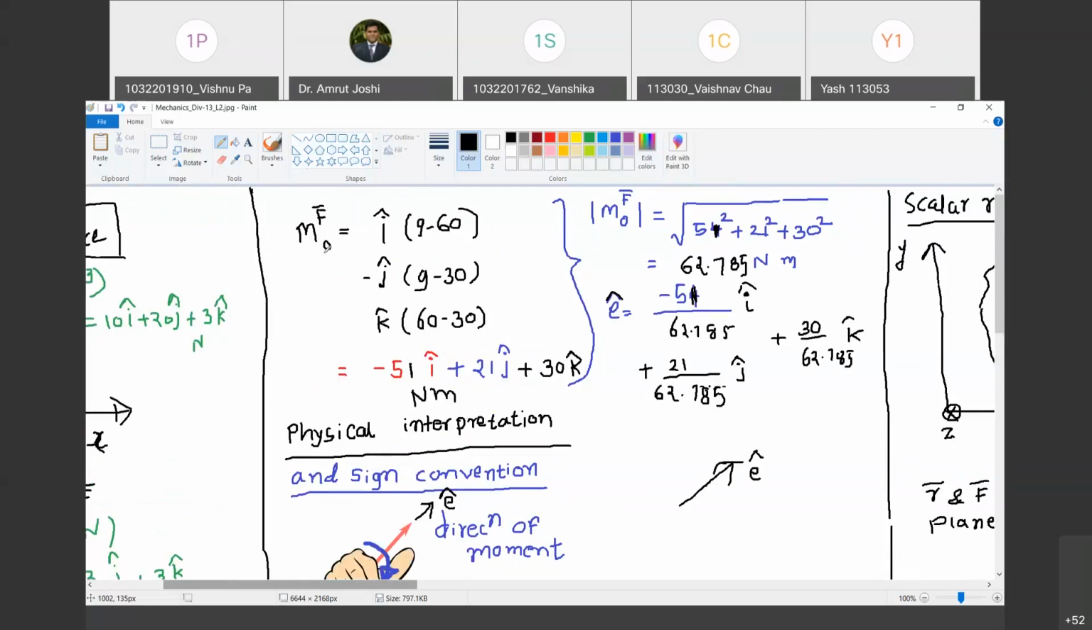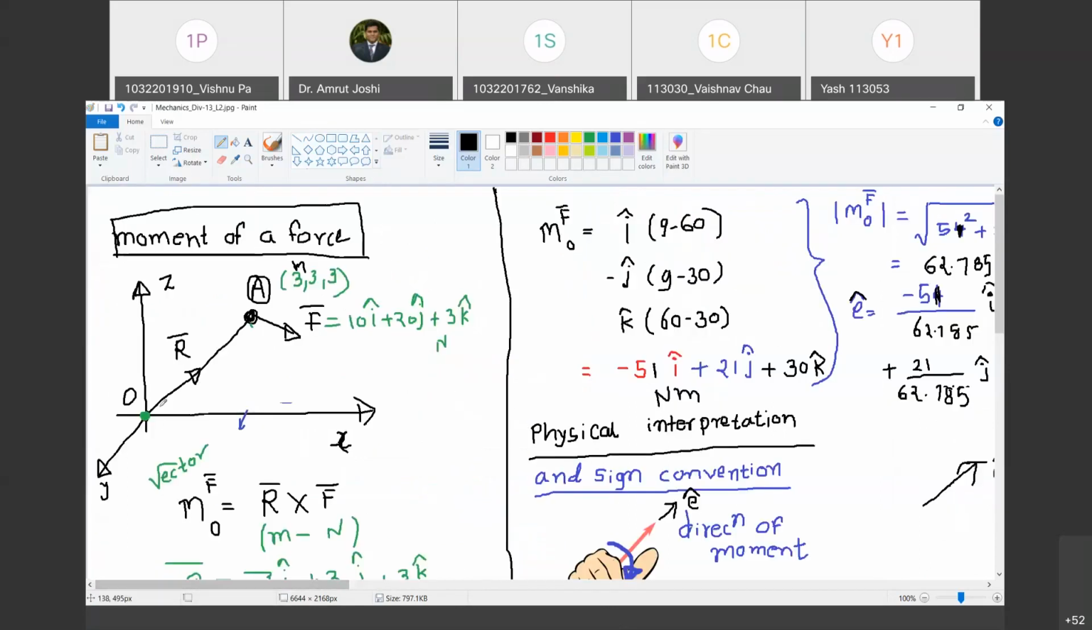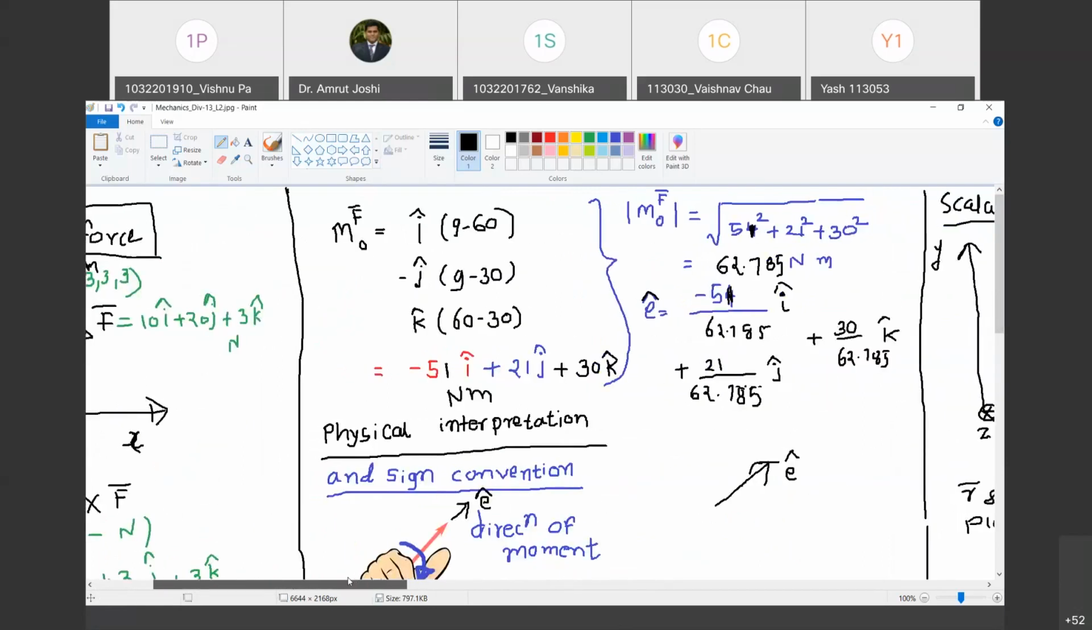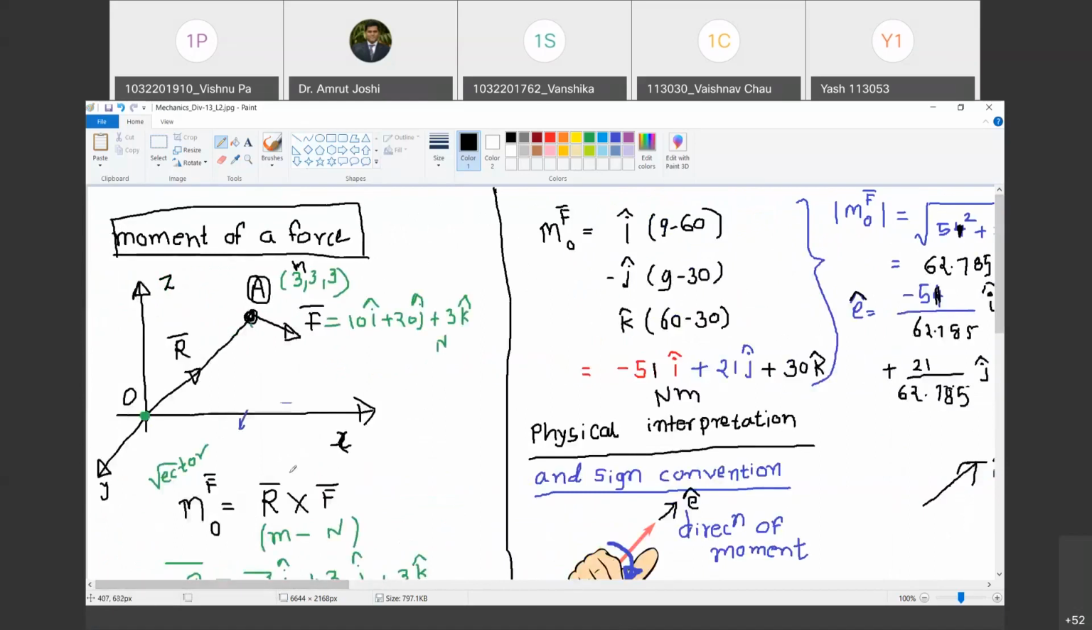So now let us try to physically interpret what we are trying to say. When I write down the quantity M of F bar about O, what I actually mean is, if I draw a line parallel to this unit vector E cap passing through O, let us go back to this figure. Through this O, if I draw a line parallel to this E cap, that is the unit vector along M of F bar about O, this F bar produces moment about that line as an axis passing through O. Are you with me? Yes, sir. This is the physical interpretation of moment of a force.